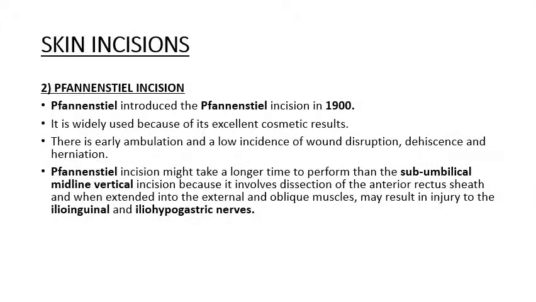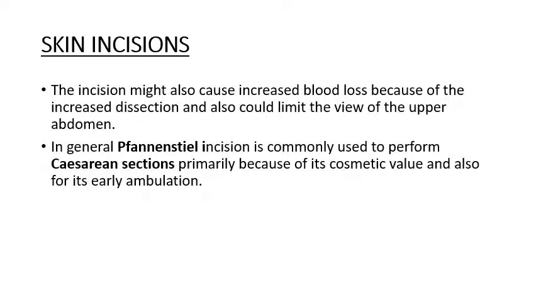Pfannenstiel, which is the lower segment cesarean section incision. That's the classic one. See how early it came. It might take a longer time to perform than the subumbilical and median vertical incision because it involves dissection of the anterior rectus sheath, and when extending to the external oblique muscles may result in injury to the ilioinguinal and iliohypogastric nerves. But this one is more cosmetically acceptable.